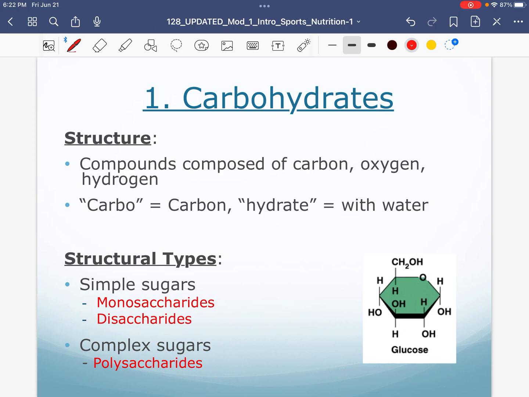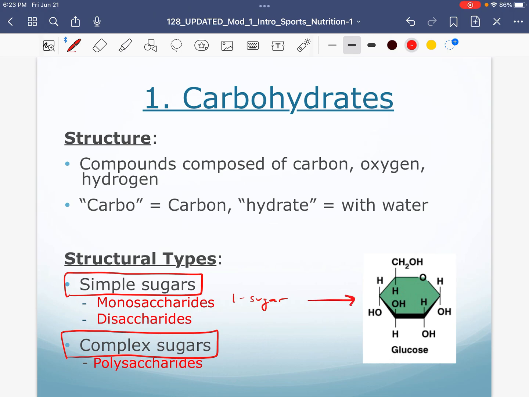Okay, so our first macronutrient are carbohydrates. We're going to talk about the structure first. There are simple sugars, and then there are complex sugars. A simple sugar is smaller. A monosaccharide is a nutrient that is one sugar. Mono means one, saccharide means sugar, like glucose. This is a one sugar, glucose. A disaccharide, as the prefix suggests, is a 2 sugar. Whereas a poly means many, 3 or more sugars put together.